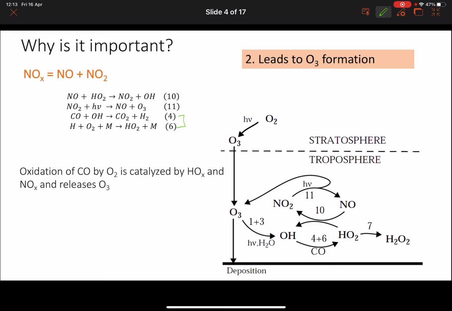And there's a whole bunch of reactions here that I'm not including, but let's suffice it to say that the oxidation of CO by O2 is catalyzed by the HOx and NOx families, and you end up with the production of ozone as a net response here. Ozone is a greenhouse gas, and I'm specifically referring to the troposphere. And so ozone is a pollutant, leads to smog, but also a greenhouse gas. So NOx, again, is really critical in setting the production of ozone.